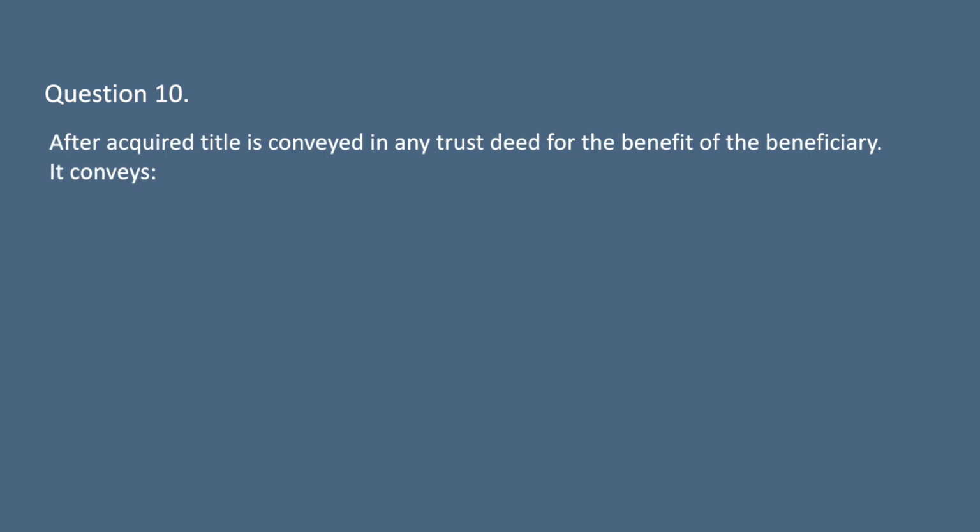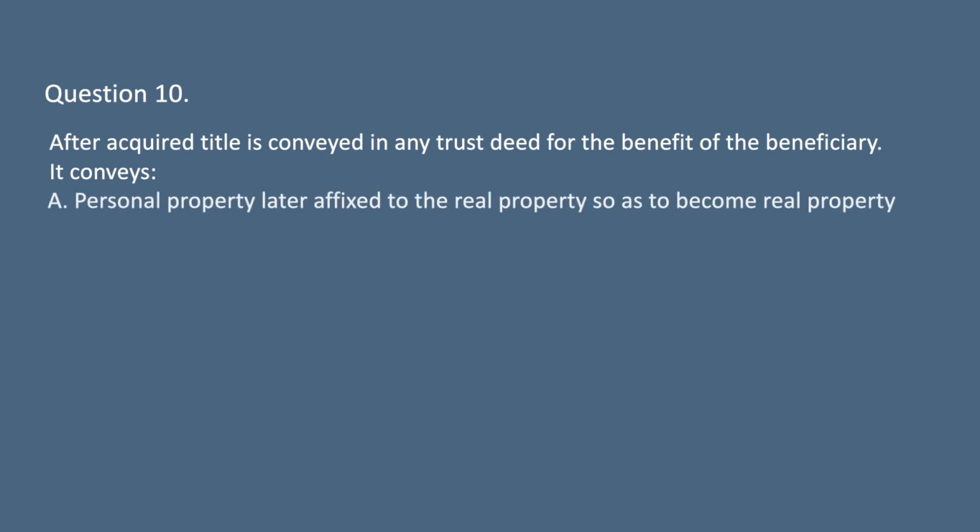Question 10. After acquired title is conveyed in any trust deed for the benefit of the beneficiary, it conveys A. personal property later affixed to the real property so as to become real property. B. improvement built on the land after title is acquired. C.